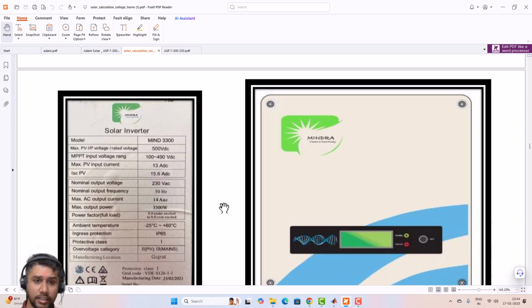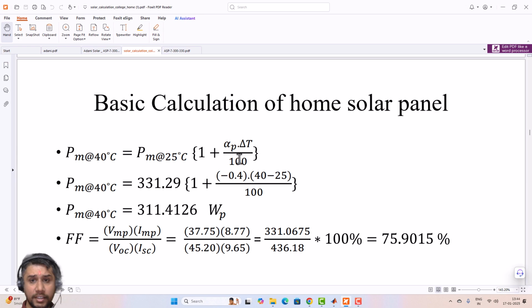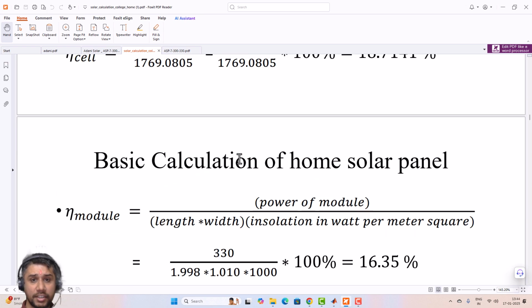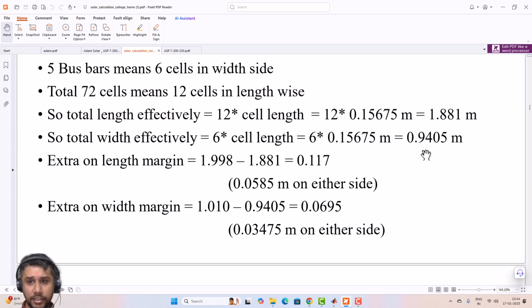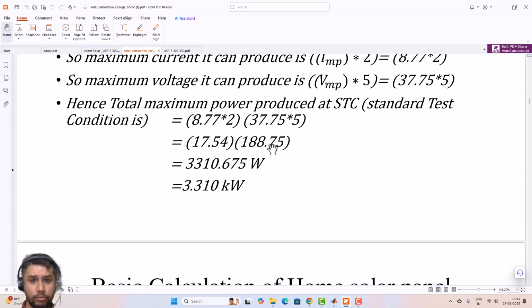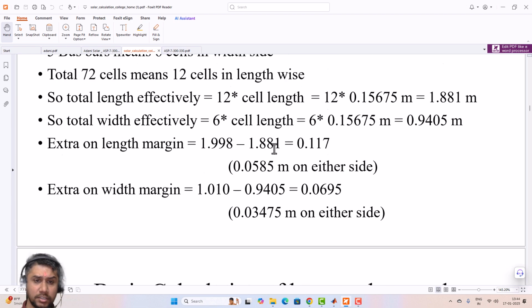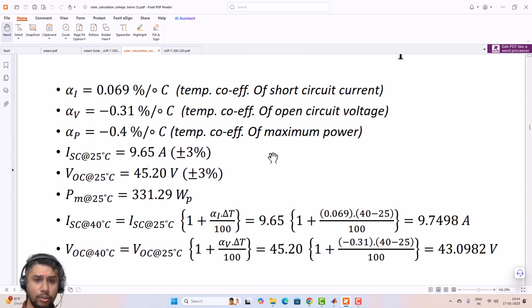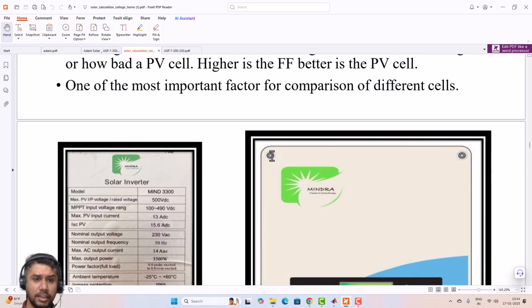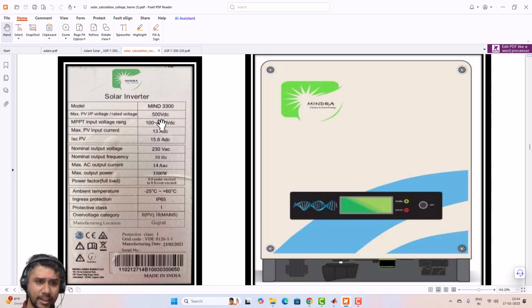This is the inverter that we have used. The MPPT input voltage range is 100 to 490 volts DC, and the available voltage with this configuration at our house is 188.75 volts, which is in the range prescribed in the inverter itself. So it will effectively use this voltage, convert the power into usable form and inject it into the grid.